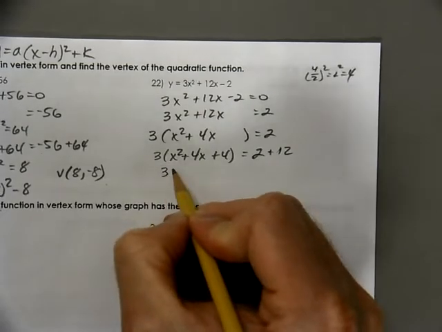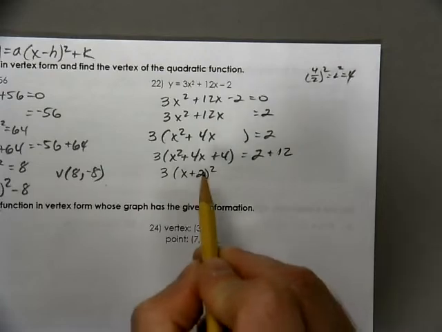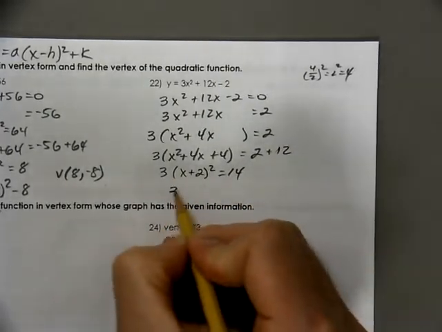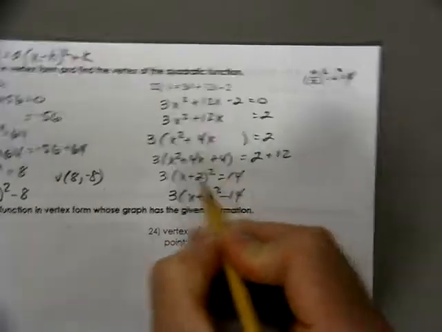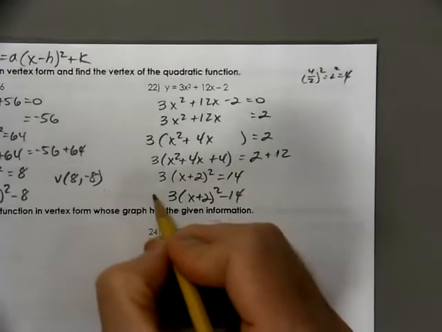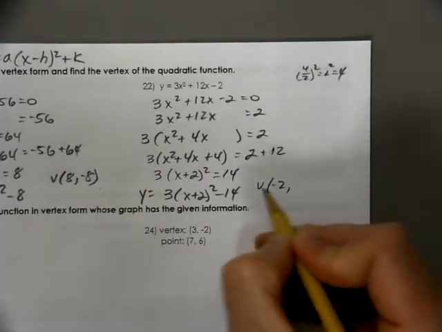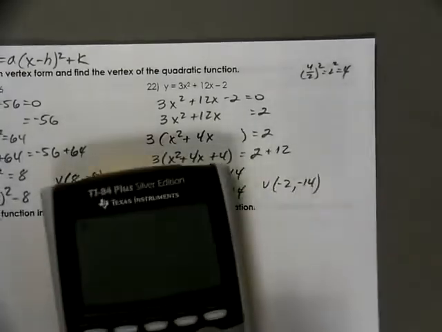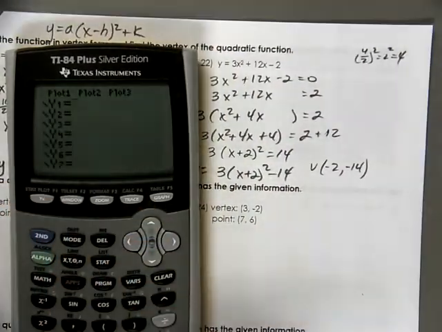So now we're going to have 3 times (x plus 2) quantity squared. You've got to have the square symbol. Equals 14. Subtract the 14 to the other side to write it in vertex form. And our vertex is going to be (negative 2, negative 14). One way we can verify that these are right is to type it into our graphing calculator.